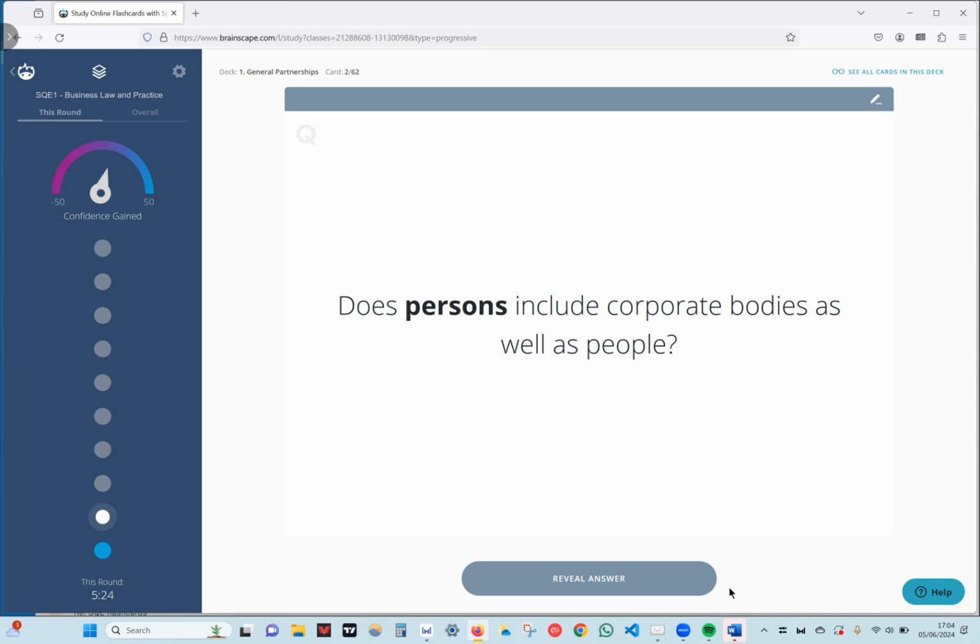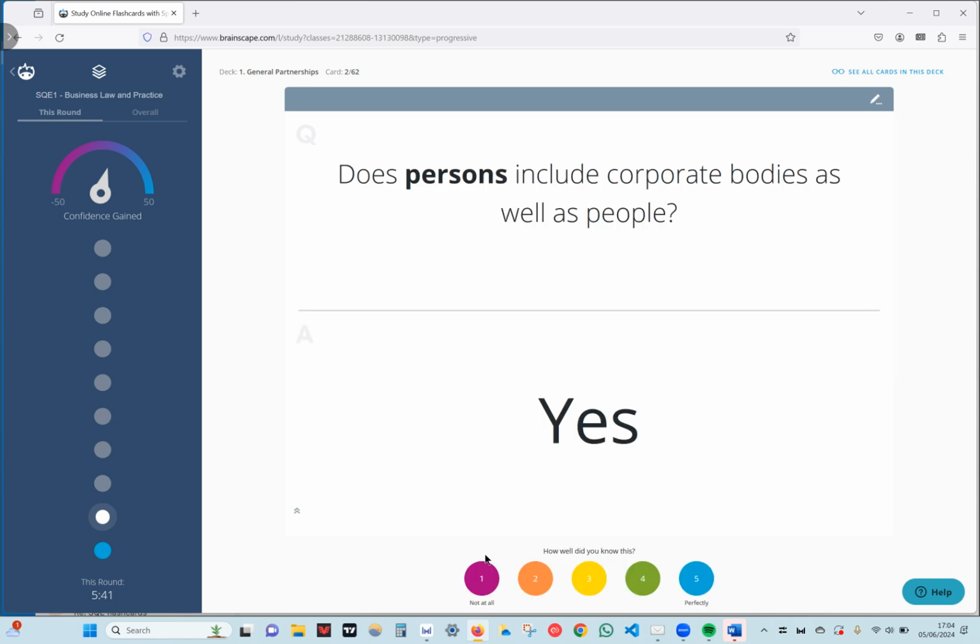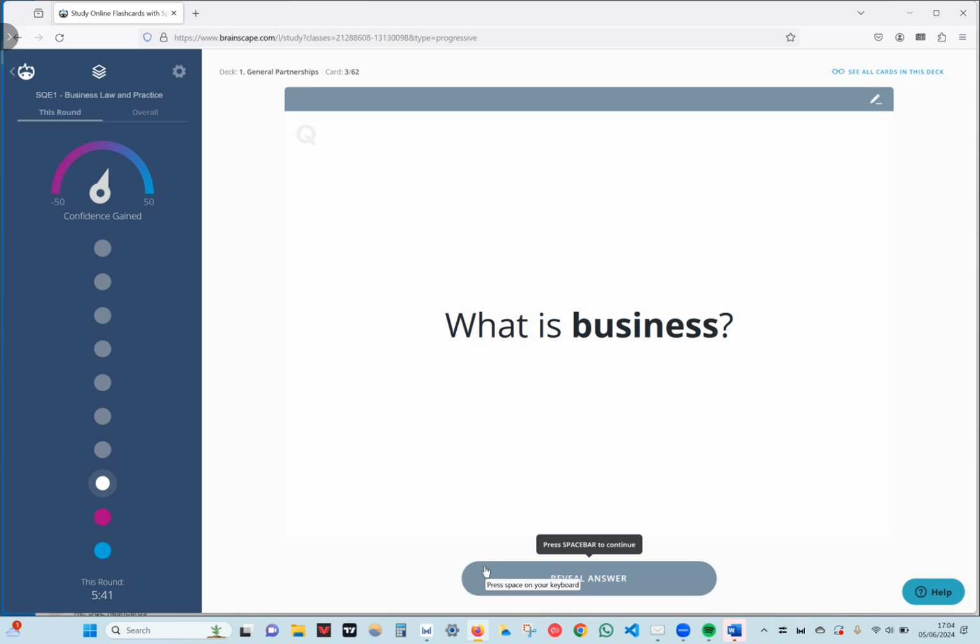So when I clicked 5 there on that one, the algorithm is saying, well, he knows that. So I'm going to put that to the back of the queue in terms of shuffling the cards for what you will see next. But if, let's say, for example, I did not know that persons includes corporates as well as individuals, as we just discussed with regard to the previous card, we know it does. But I didn't know that at all. So I'm going to say I didn't know that at all. And then Brainscape will put that close to the front of the queue as it shuffles the cards.